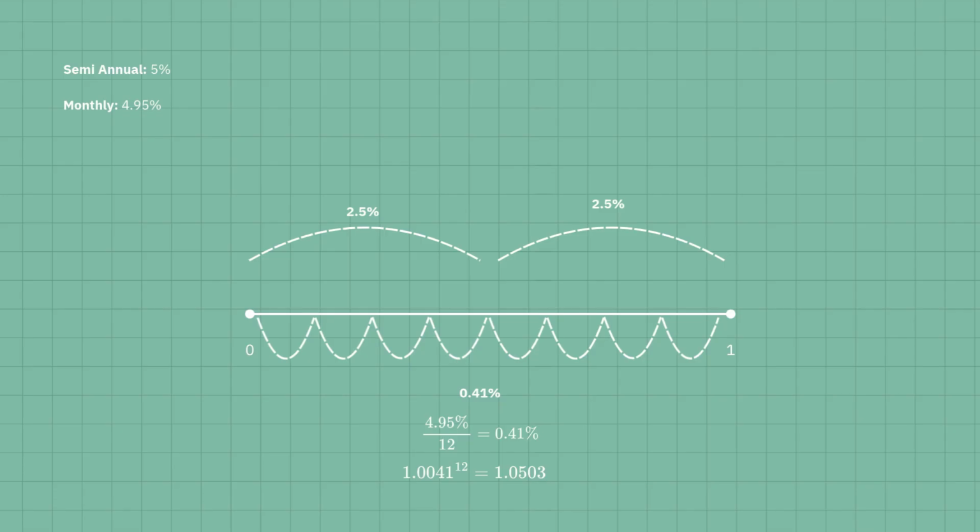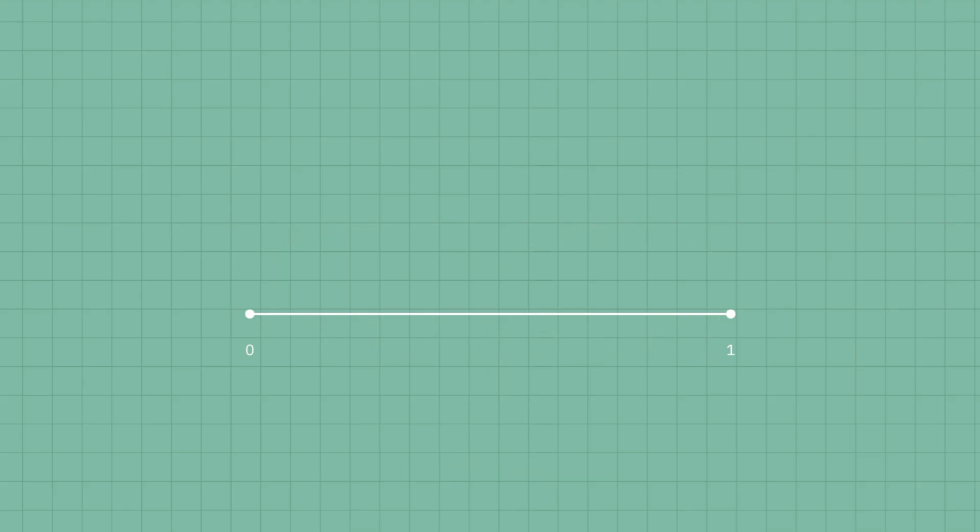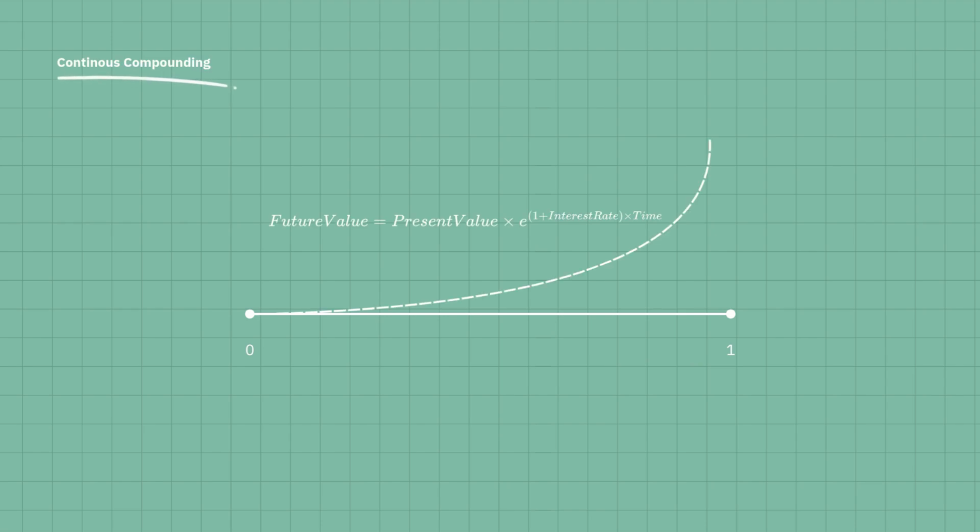That leads to a natural question. What happens if compounding occurs continuously? With continuous compounding, interest is applied an infinite number of times per year. In this case, we use a different formula involving the mathematical constant e, which is approximately 2.718. The future value under continuous compounding equals the present value multiplied by e raised to the power of the interest rate times the number of years.